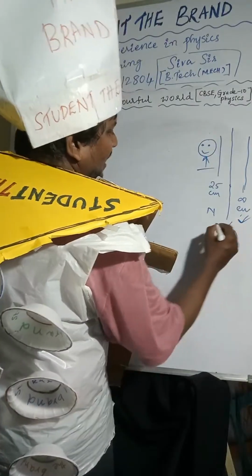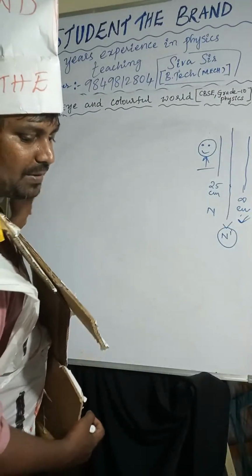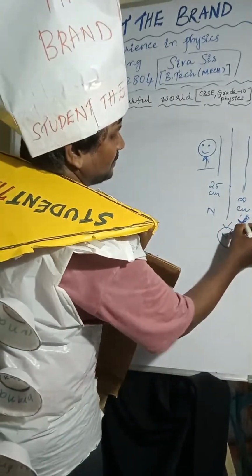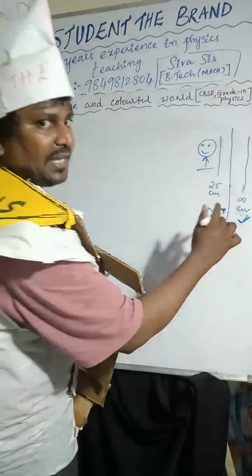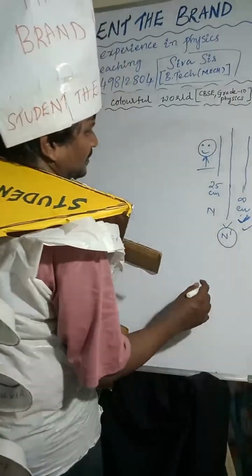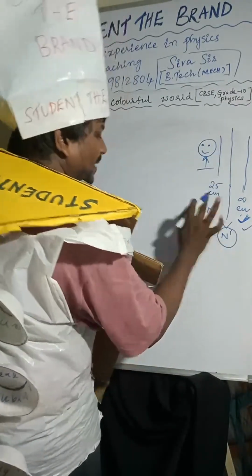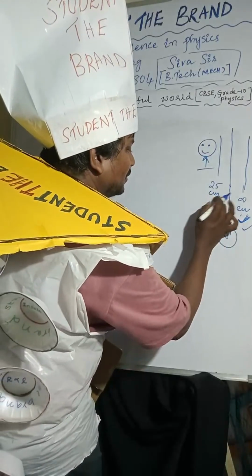N dash of the hypermetropic person. Once again, observe here. He can see far distance objects. Hypermetropia is nothing but the person being able to see far distance objects. He can't see the near distance, but he can see somewhere between 25 to infinity.